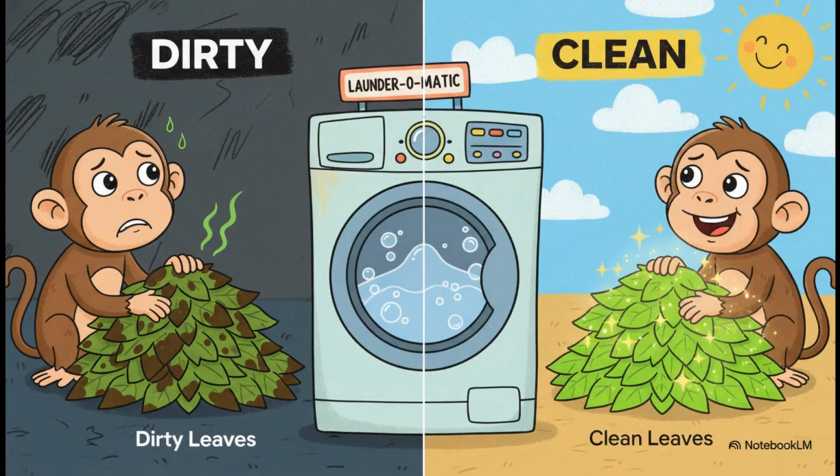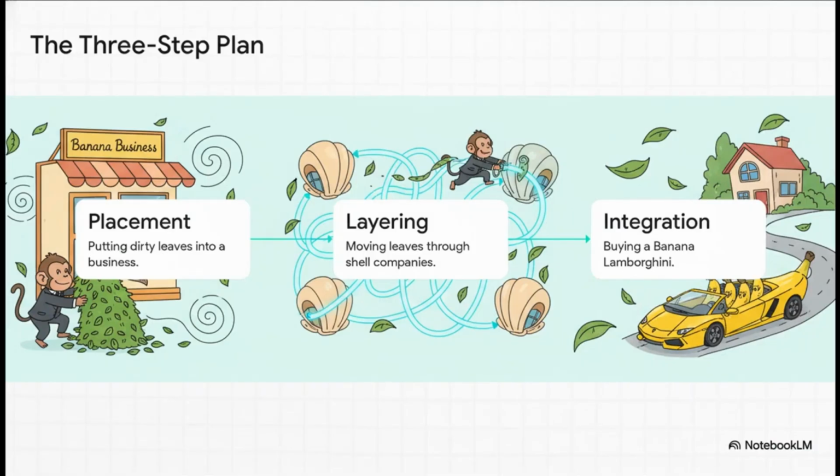So, here's the core of it. Monkey's leaves are dirty. They're tied to a crime. He can't just go out and spend them without raising some serious eyebrows. His whole goal, his mission, is to make those dirty leaves look clean, like they came from a legit source. And that, right there, is the essence of money laundering. So, how is he going to pull this off? Well, there's a classic 3-step playbook for this kind of thing. It's used all over the world. First, placement, then layering, and finally, integration. Let's work through it with him.